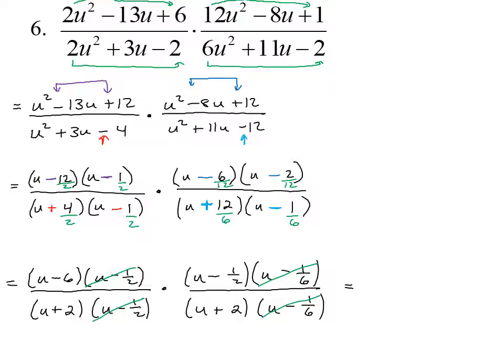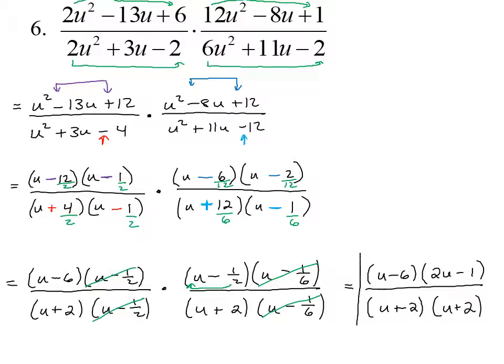The only thing I would do is go ahead and move this 1/2, move this 2 back in front of the u, and make this u minus 6, 2u minus 1, a u plus 2, and a u plus 2. Or you could do u plus 2 all squared if you wanted to. Either one would be okay.